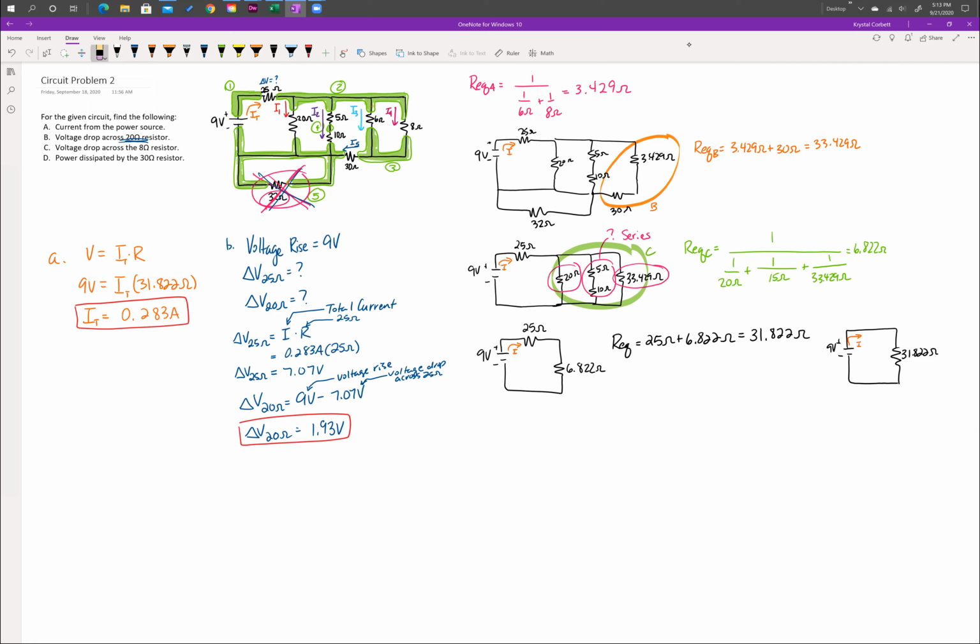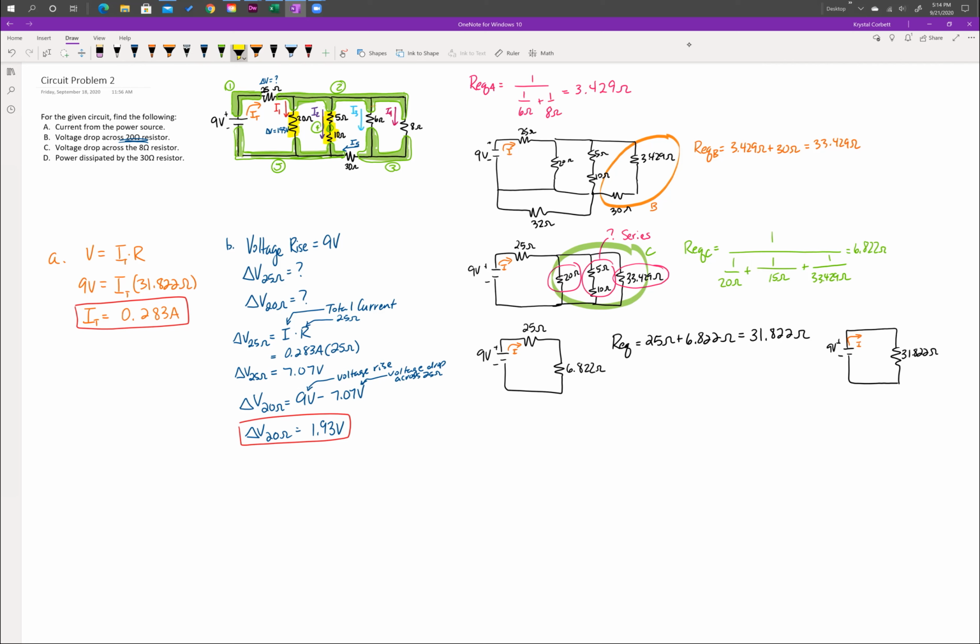Knowing this information, can we determine the voltage drop for other components within the circuit? To clean it up and make it easier to look at, I'm going to erase this 32 ohm resistor because we know it doesn't have any factor in the circuit because current will not pass through it. That might make it easier for us to look at this circuit. Knowing that the voltage drop across this 20 ohm resistor is 1.93 volts, can you determine the voltage drop across the 5 and 10 ohm resistor?